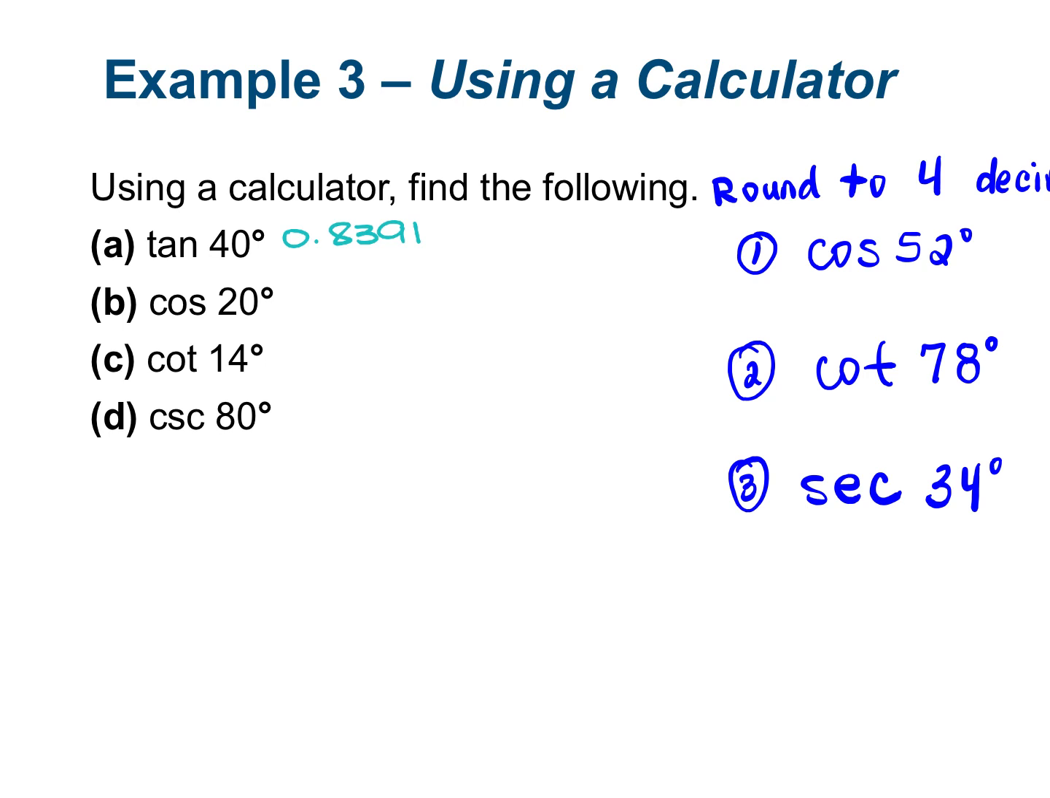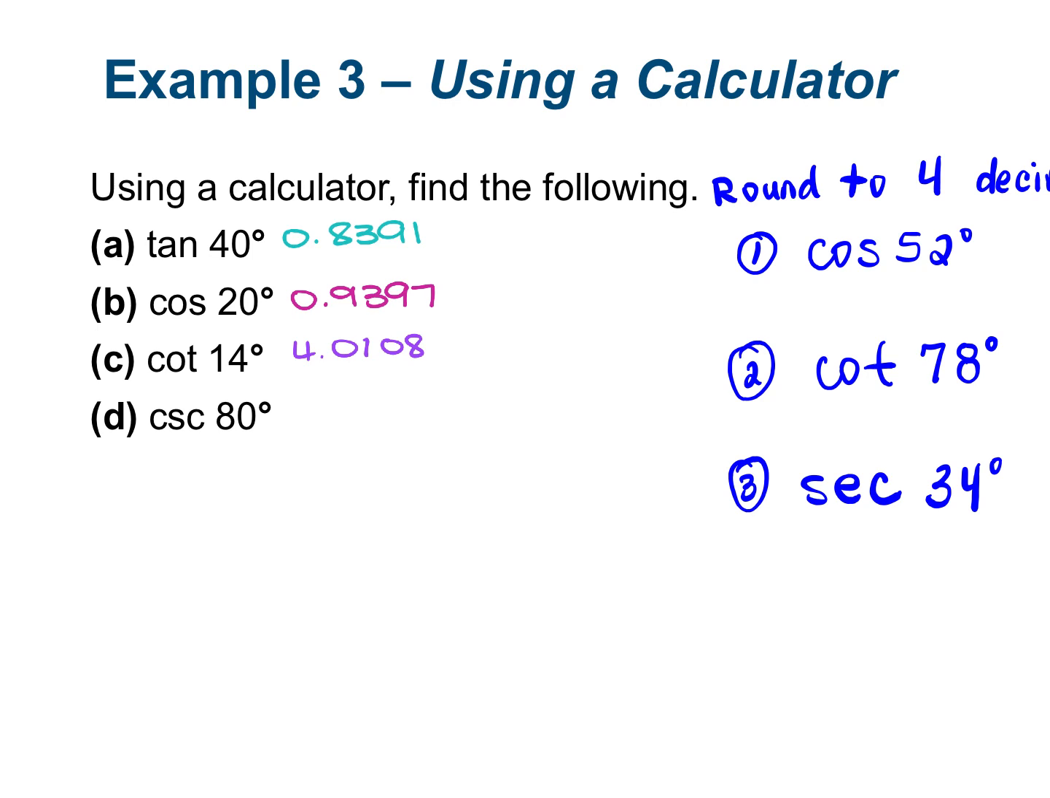Next, we have the cosine of 20 degrees. So we put cosine, then 20, close your parentheses, round to the 4th decimal place. That's going to give you 0.9397. For example, C, we have the cotangent of 14 degrees. So there is no button in your calculator for cotangent. So you're going to have to do 1 divided by the tangent of 14, then close your parentheses. If you round that to the 4th decimal place, you have 4.0108.